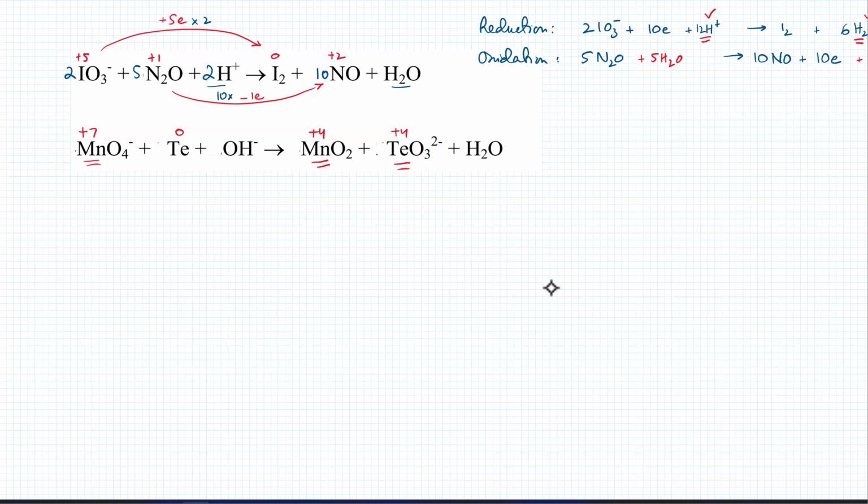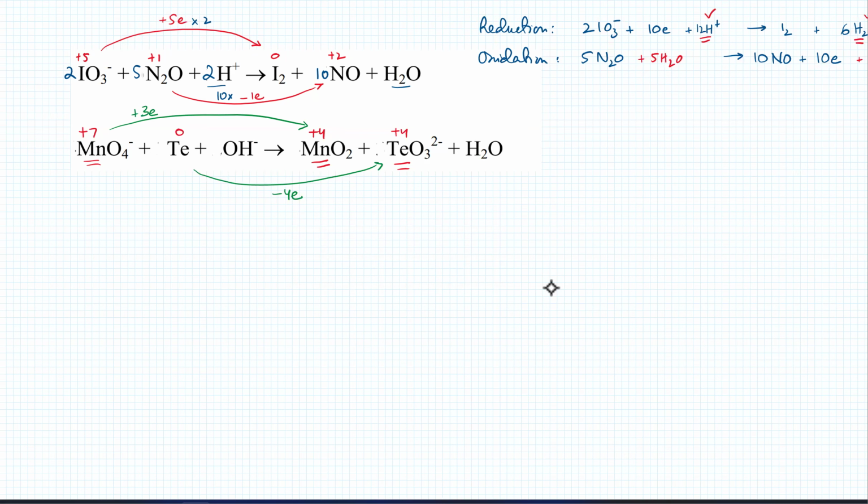So anyway, who gains, who loses electrons? It's Mn that's going from +7 to +4. So that means it gained how many electrons? 3 electrons. And Te is the one that's going from 0 to +4. So that means it lost 4 electrons. So what number would I multiply both with? 3 electrons being gained, 4 electrons being lost.